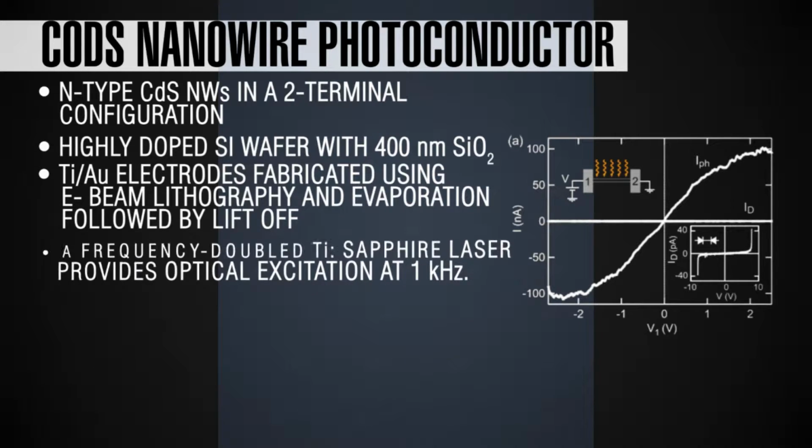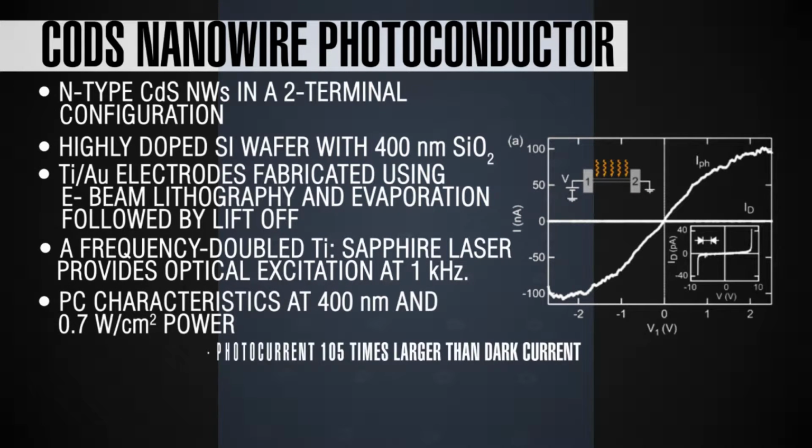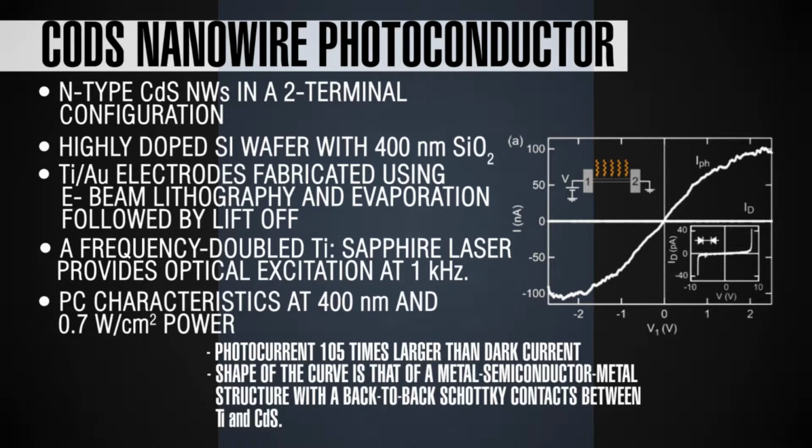If you look at the picture, you can see an image of a nanowire, which is a cadmium sulfide nanowire in a two-terminal configuration. So you have a pair of electrodes, and it is done on a highly doped silicon wafer with 400 nanometer silicon dioxide. The two electrodes are titanium and gold electrodes. You can fabricate them using e-beam lithography and an evaporation followed by liftoff.